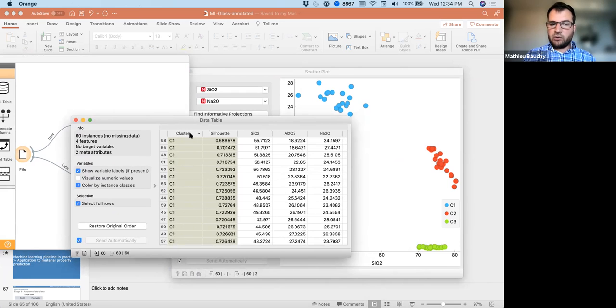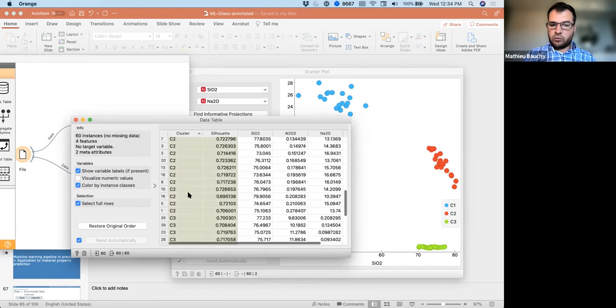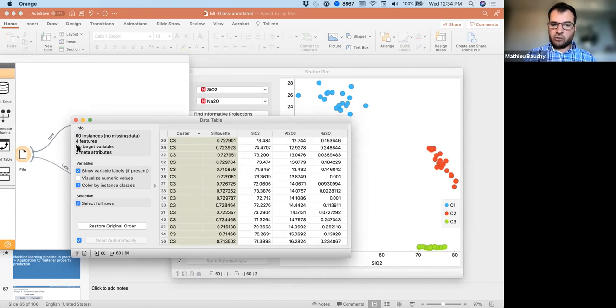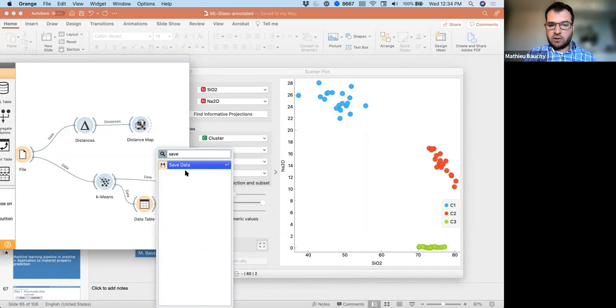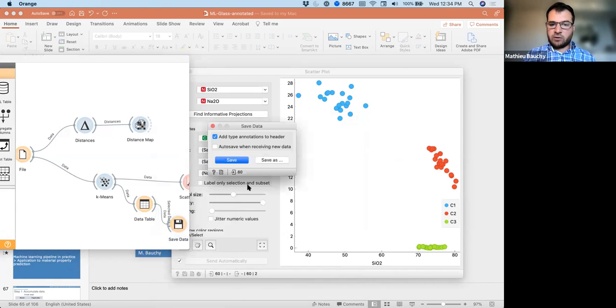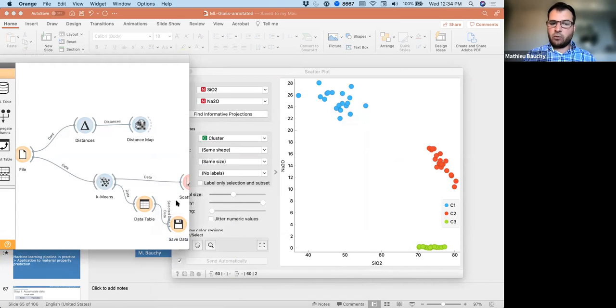And it's going to tell you which cluster is assigned to each glass. So you have cluster C1, C2, and C3 for each of those glasses. For example, if you want to export this, you can say, I want to save this, and you will be able to save a file with the information of which cluster each of the glasses belongs to, okay?